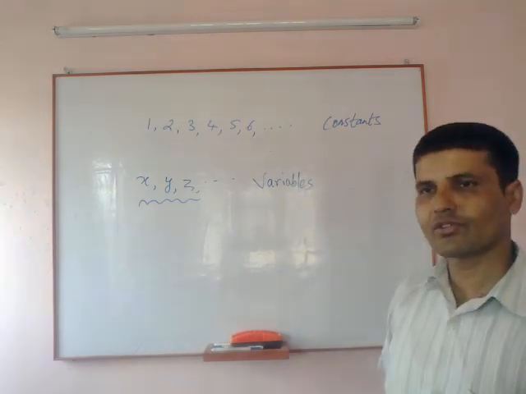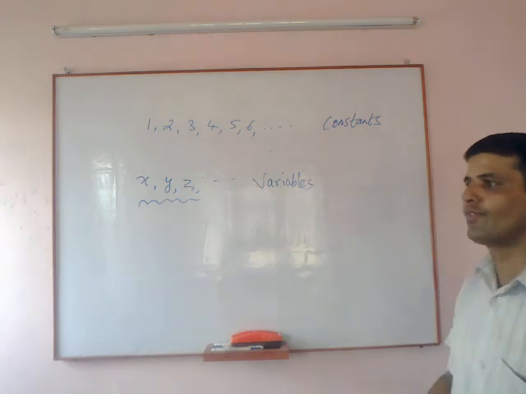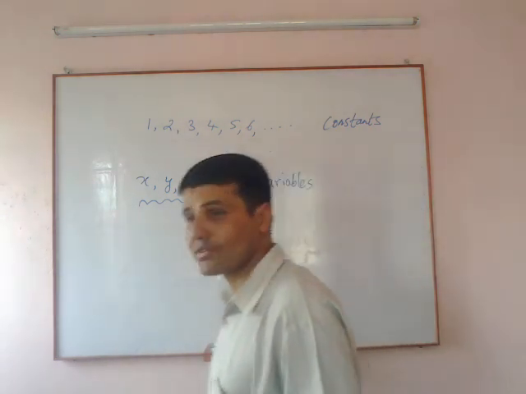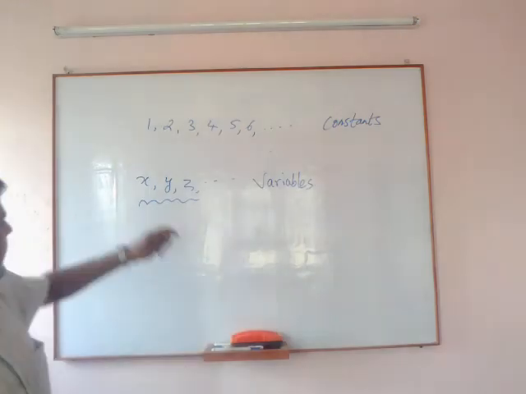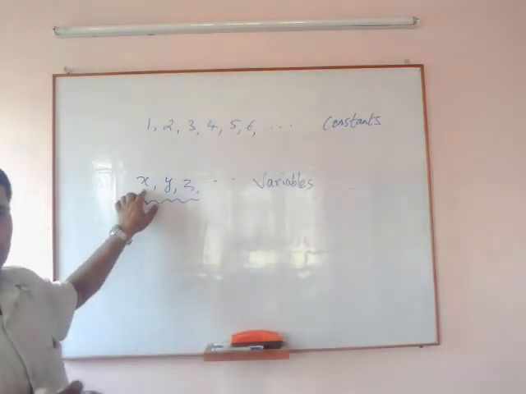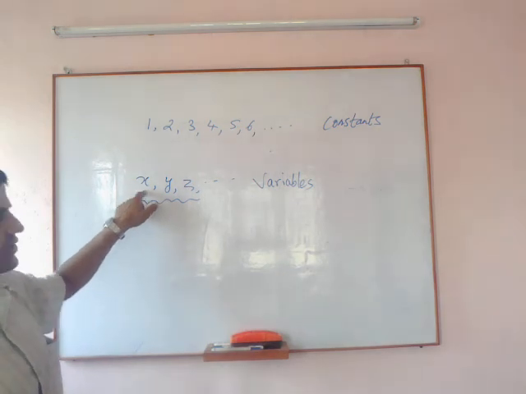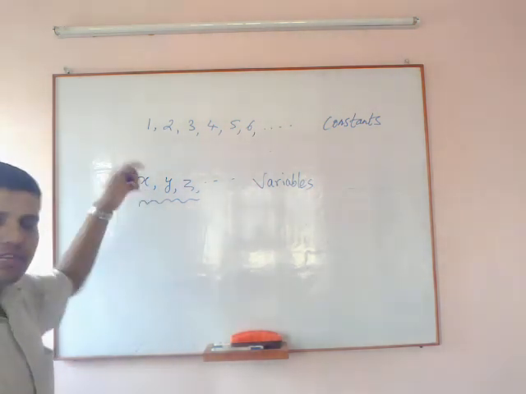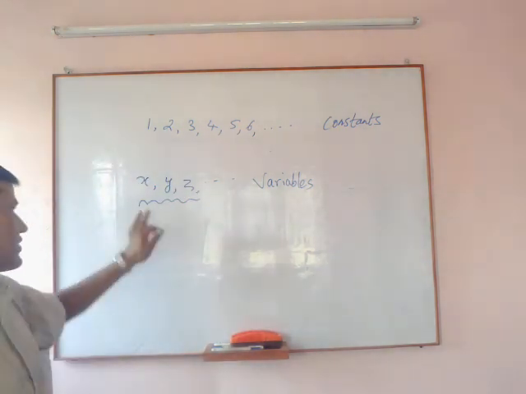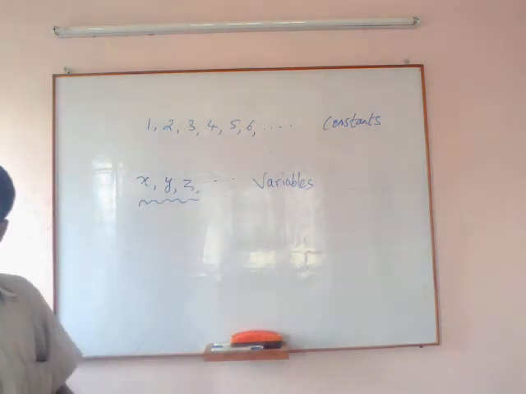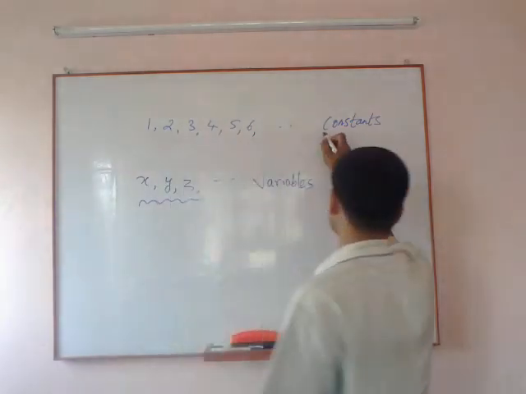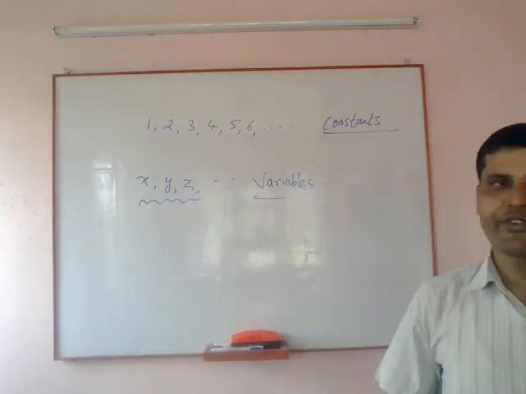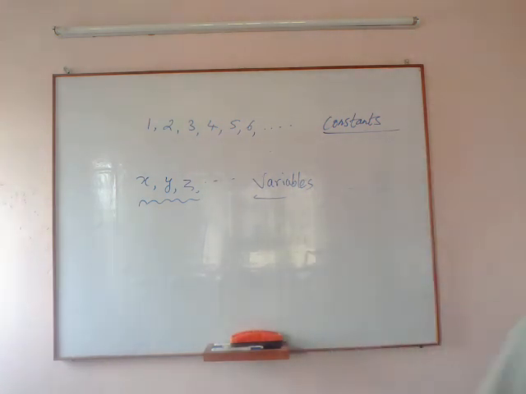So variables have different values in different situations, in different examples. Here the value of x cannot always be 10. The value of x can sometimes be 10, sometimes 12, sometimes -5 and so on. These are called variables. So to conclude, constants always have the same values. Variables can have different values in different situations.